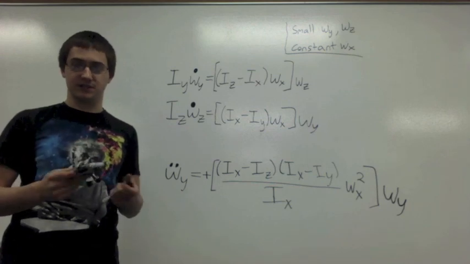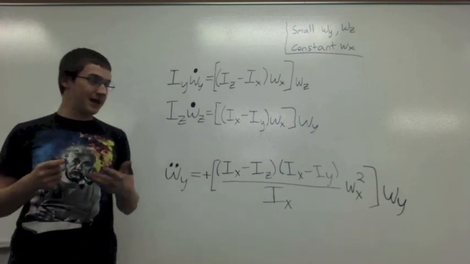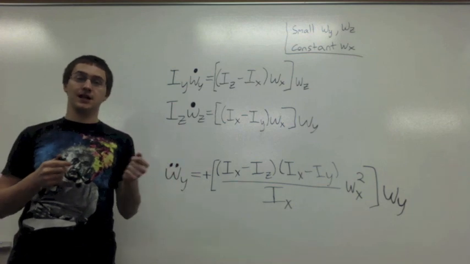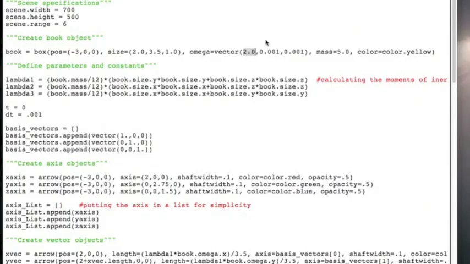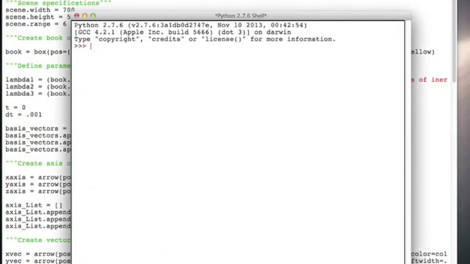It will restore itself. Now let's look at a program that mimics this system and will allow us to take a closer look at angular momentum. Before we take a look at the program, I first want to point out that I have assigned 2 units of angular velocity to the axis that corresponds to the intermediate moment of inertia, and I've also assigned 0.001 units of angular momentum to the axes corresponding to the 2 extrema moments of inertia.